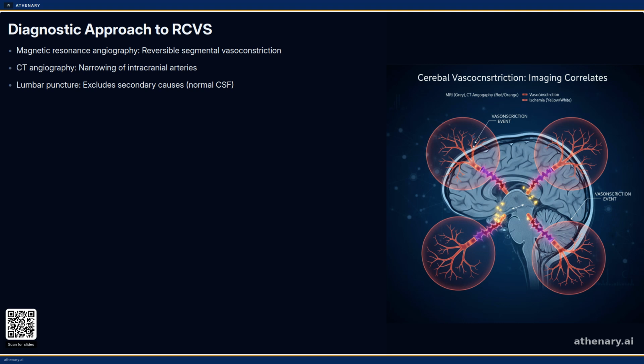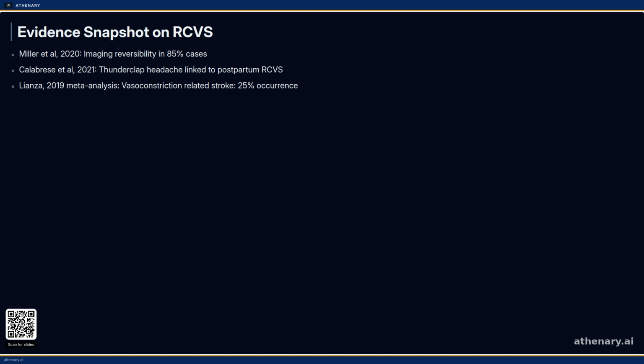So, we have these powerful diagnostic tools, but the picture they provide is a dynamic one. The vasoconstriction waxes and wanes. This raises a critical clinical question. What does the evidence actually tell us about the best timing for these investigations and the long-term prognosis for our patients? Once we've used our diagnostic tools to identify that characteristic string of beads pattern on angiography, the immediate question becomes, what does this actually mean for the patient? What does the evidence tell us about the natural history of this condition and the risks they face?